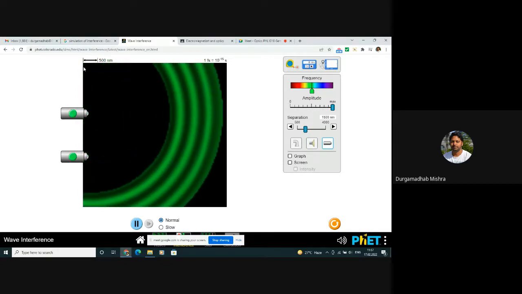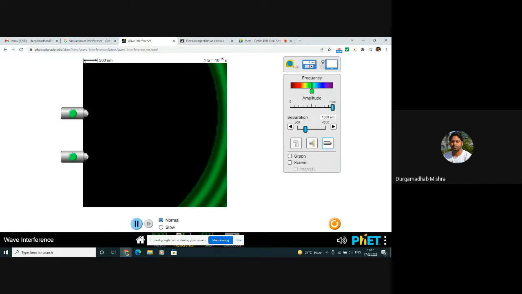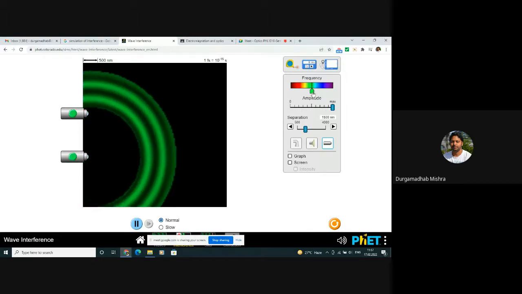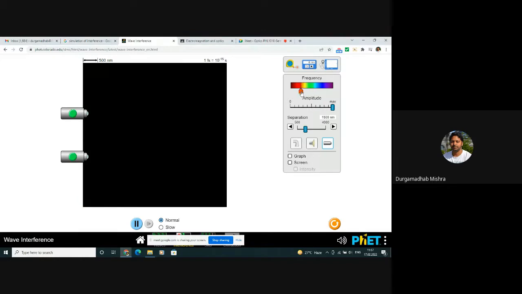Here you see the screen size. This is about 500 nanometers. This is the scale. And this is 1 femtosecond. So you can switch on the light by clicking here. Then you can change the frequency of the light. Let's say if I go to red here, I get red light. Similarly, if I go to blue, I get blue or violet light.